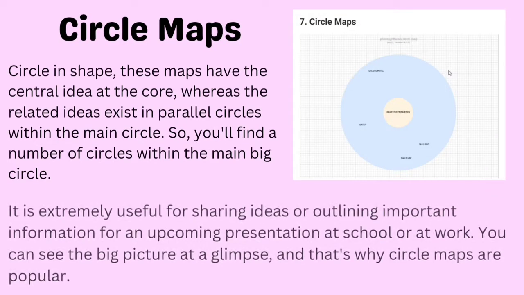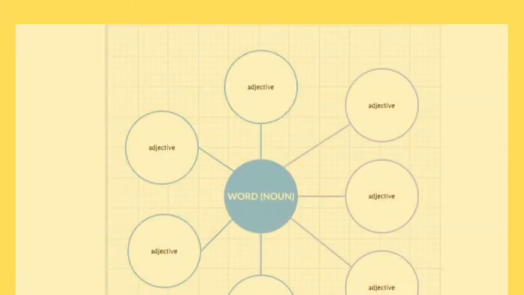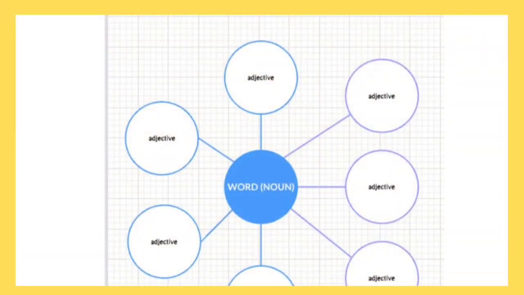Now we'll talk about circle maps. Circle in shape, these maps have the central idea at the core, whereas the related ideas exist in parallel circles within the main circle. So you'll find a number of circles within the main big circle. It is extremely useful for sharing ideas or outlining important information for an upcoming presentation at school or at work. You can see the bigger picture at a glimpse, and that's why circle maps are important.